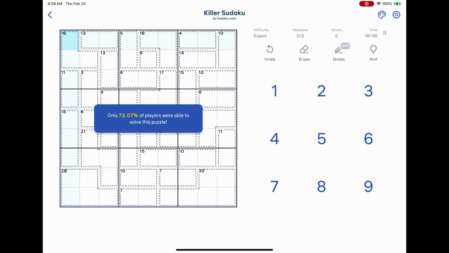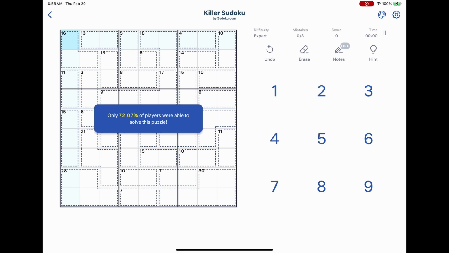Look at what it says in the blue block. Only 72.07% of players were able to solve this puzzle. This is a very reliable indicator of how difficult the puzzle will be to solve. Puzzles in the 70s will be quite easy. In the 60s will be moderately difficult. In the 50s will be the most difficult. When you start a new puzzle, watch for the percentage because it disappears very quickly and there's no way to get it back.